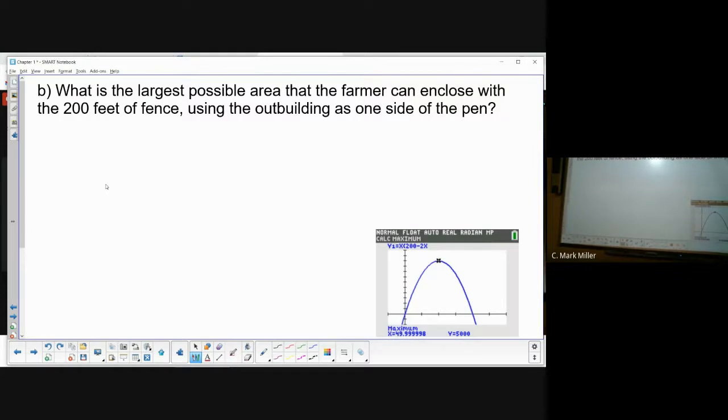What is the largest possible area that can be enclosed with 200 feet of fence? What's the largest possible area? Well, that's interesting. In other words, if I had 200 linear feet of fence, and I didn't want to enclose just 4,000 square feet, but I wanted to enclose the maximum possible, what would that be? Well, your area is length times width.